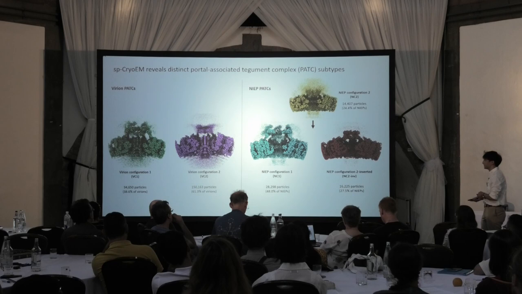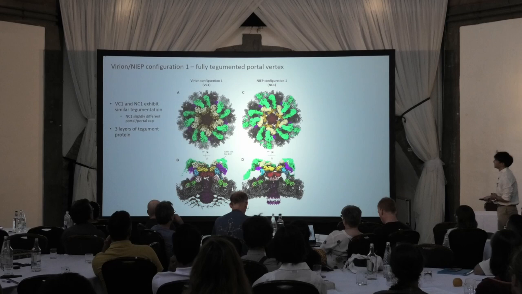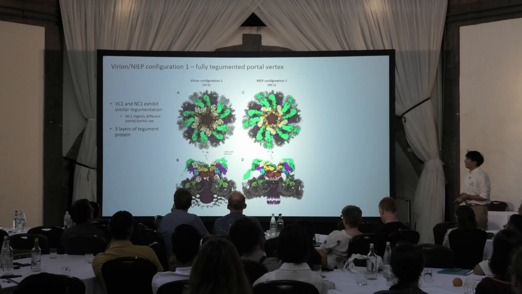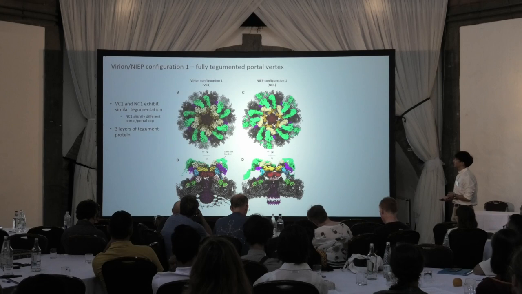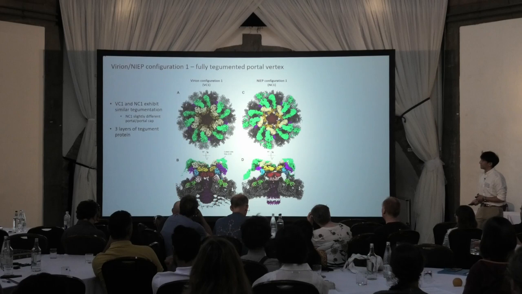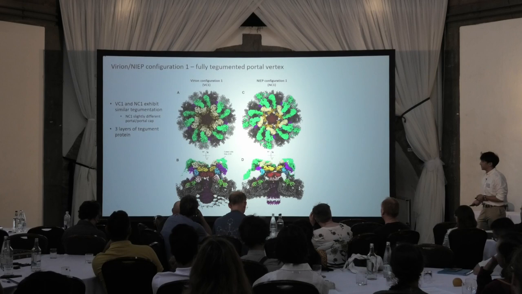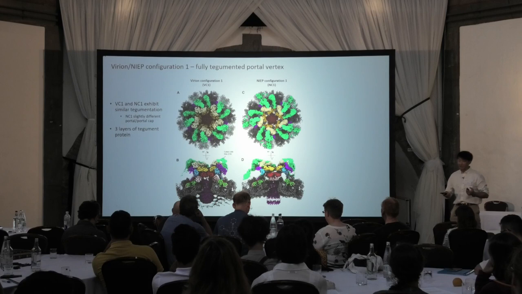So briefly looking at the first configuration, this we colloquially term the fully segmented portal vertex. And so we'll notice that virion configuration 1, or VC1, and NIEP configuration 1, or NC1, exhibit pretty similar segmentation, although with one major difference. And that major difference is that because virions have packaged DNA, this portal cap region is a little bit different from that of NIEPs, which do not have to maintain that very high amount of pressurized DNA inside the capsid.